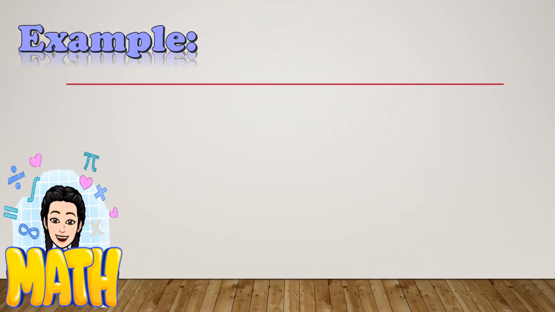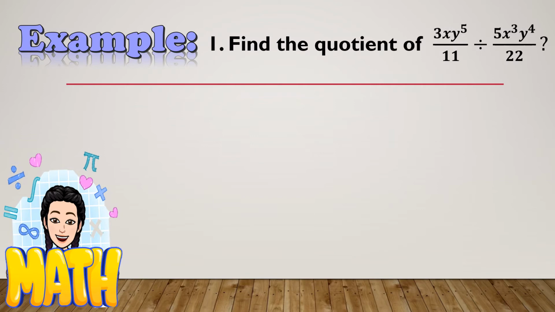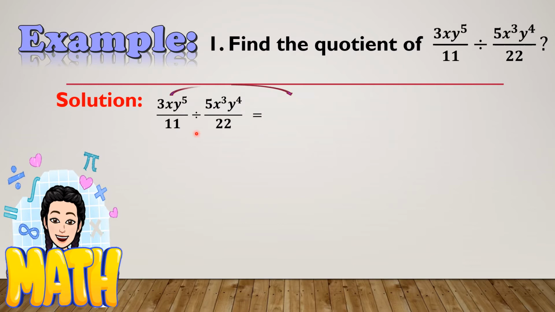I-apply natin ang mga steps na yon para makuha ang quotient ng 3xy raised to 5 over 11 and 5x cubed y raised to 4 over 22. So, ang unang step natin is to multiply the dividend to the reciprocal of its divisor. So, kokopyahin lang natin ang dividend natin na 3xy raised to 5 over 11. Then, times the reciprocal of the divisor, which is 22 over 5x cubed y raised to 4.